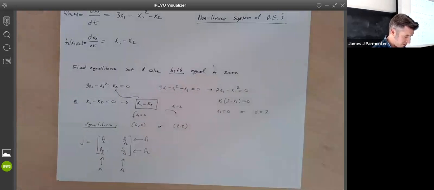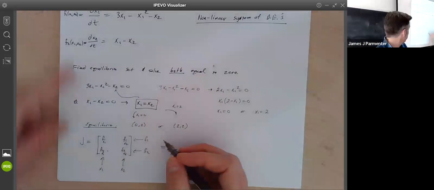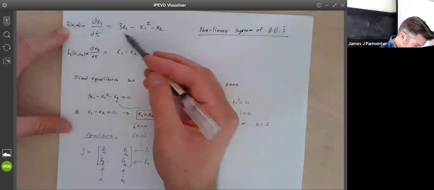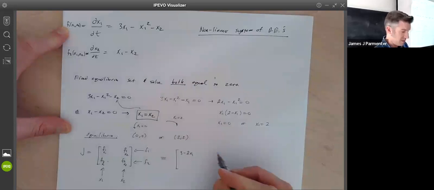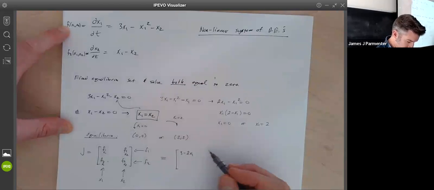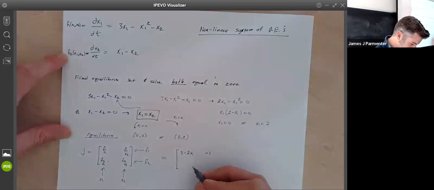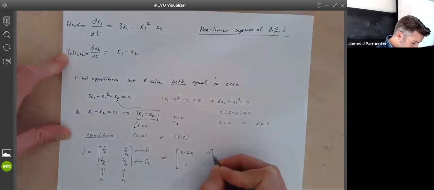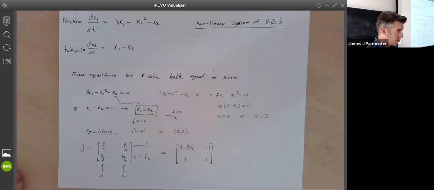So then we're going to find the partials. The derivative of f1 with respect to x1 is going to be 3 minus 2x1. The derivative of f1 with respect to x2 is going to be negative 1. The derivative of f2 with respect to x1 is going to be 1. The derivative of f2 with respect to x2 is going to be negative 1.